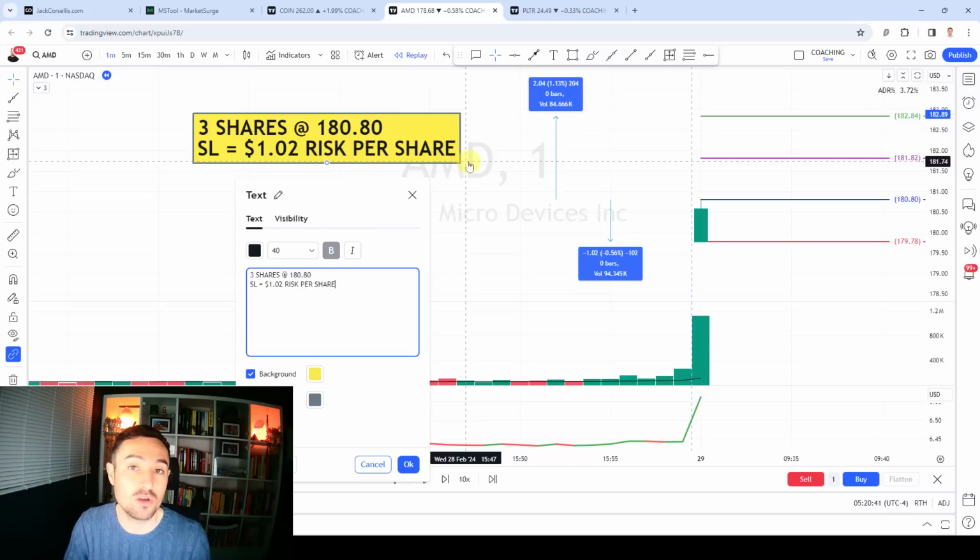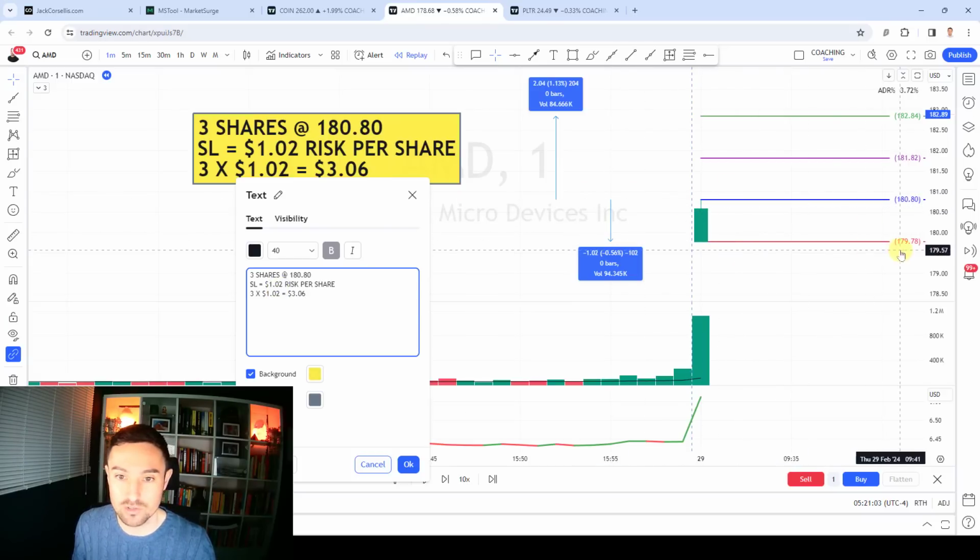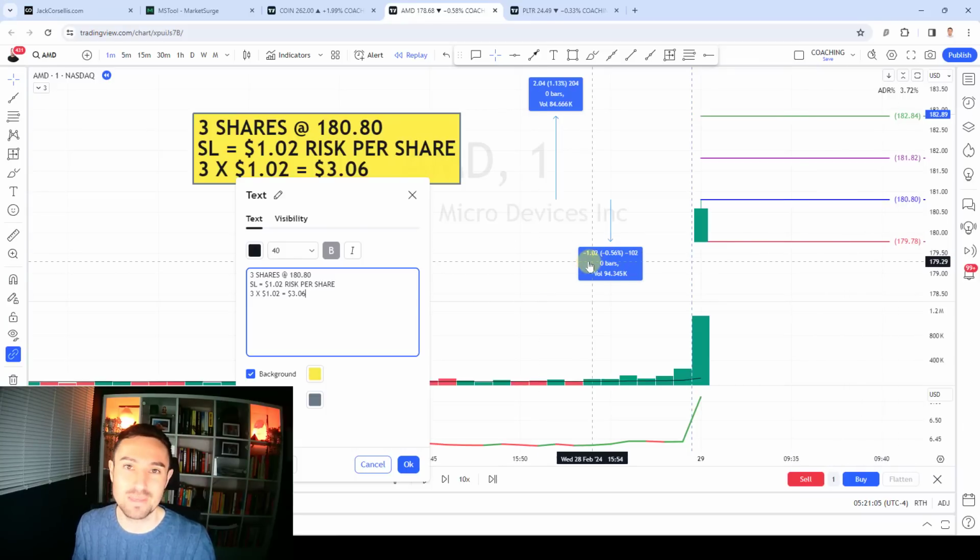Okay, so your total risk on the trade, in terms of the amount that you're risking per share, assuming you get stopped out perfectly, is going to be 3 times 1.02, like this, which is equal to, if my maths is right, 3.06. So $3.06 is what you are risking on this trade. Yes, you're buying three shares at 180.80. You're putting your stop loss here at 179.78. So that's going to be $1.02 risk per share. Times your 3 shares by $1.02, you get $3.06. Make sense? Nice and easy, right?